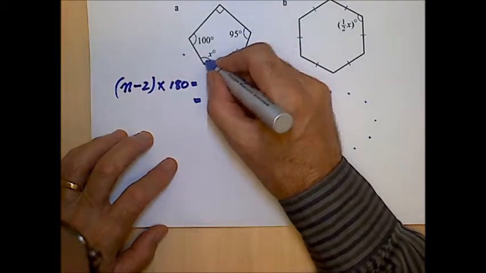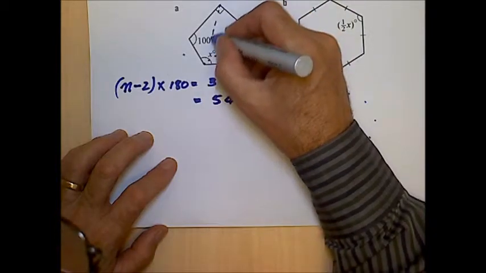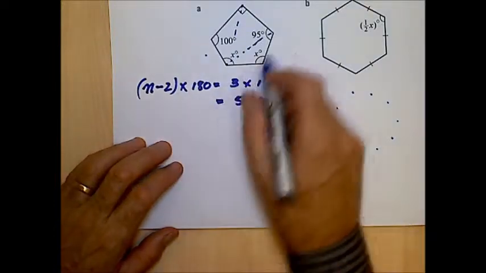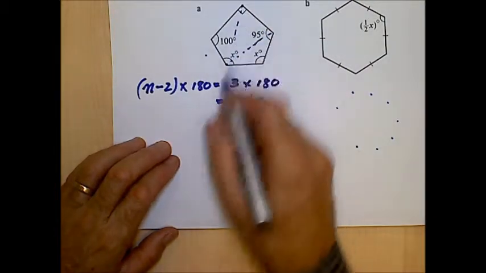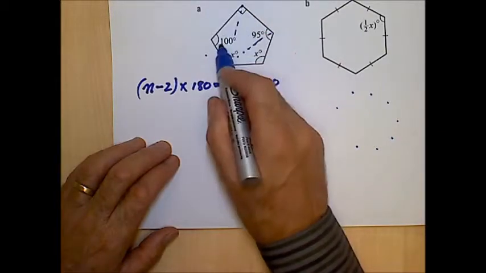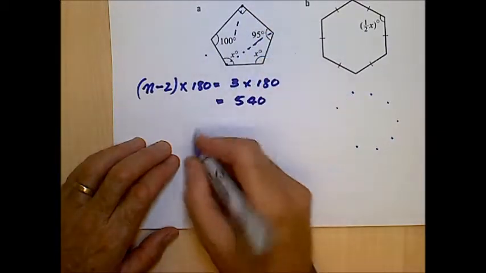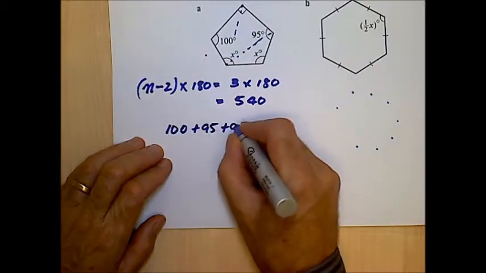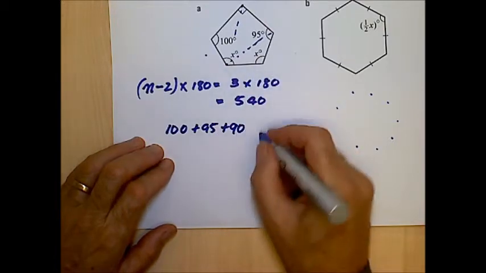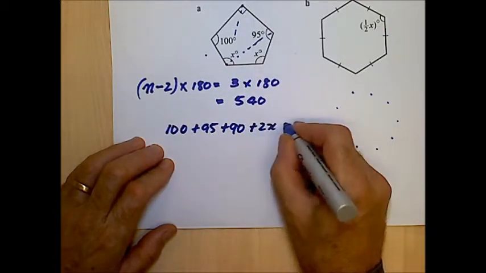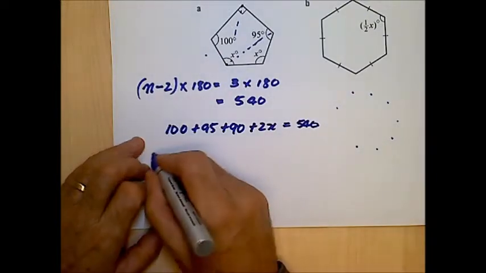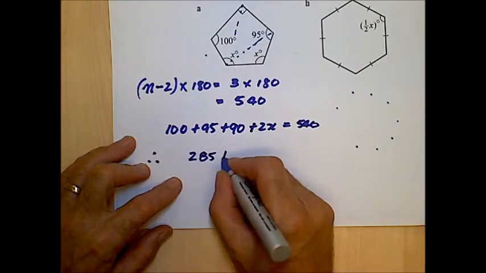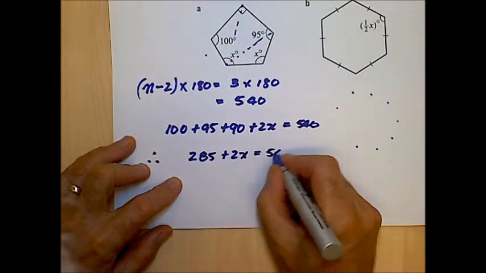If we did it by first principles, we can see that there are 3 triangles inside that polygon. Now if we look at the numbers that we know, this angle is 90 degrees, we know one is 100, and we know one is 95. If we add those up, we have 100 plus 95 plus 90, and then we have x twice, so plus 2x, has to equal 540. Therefore this part here will add up to 285. Add 2x is going to be equal to 540.